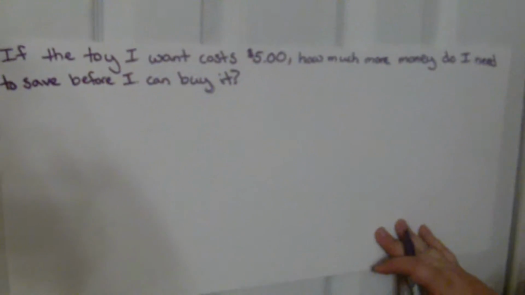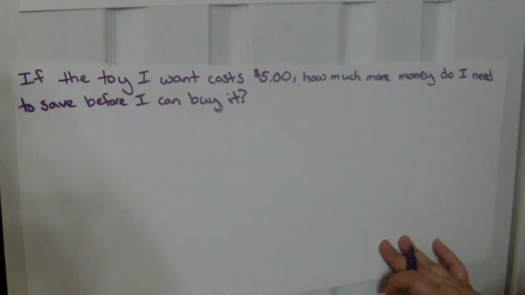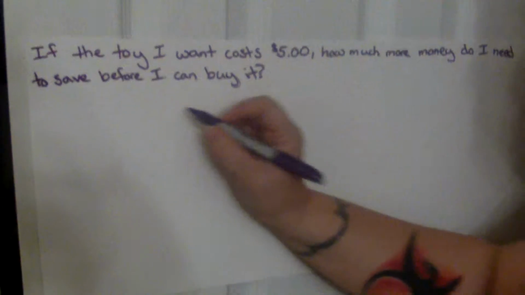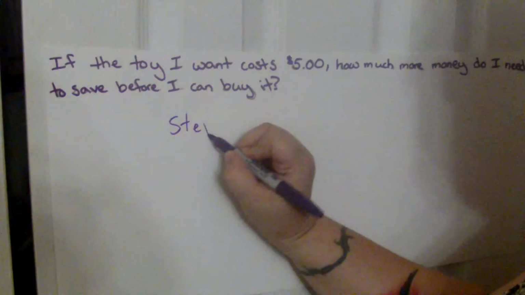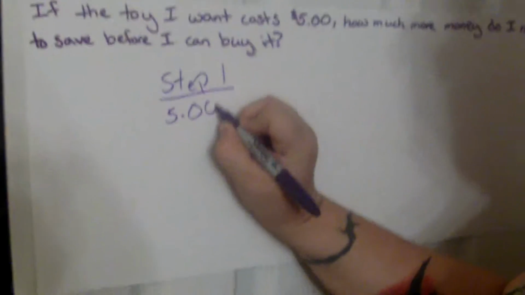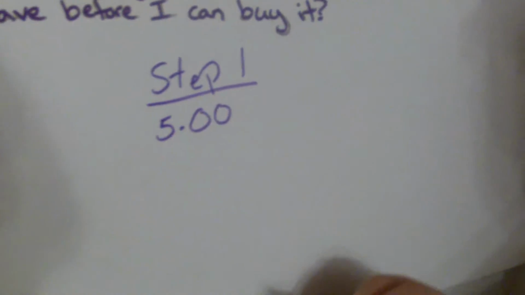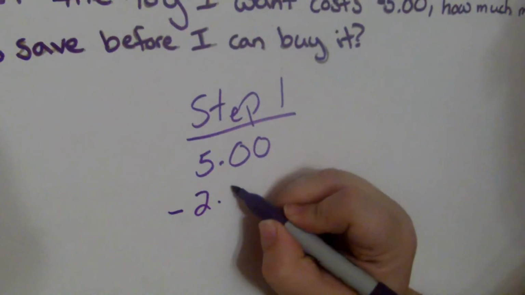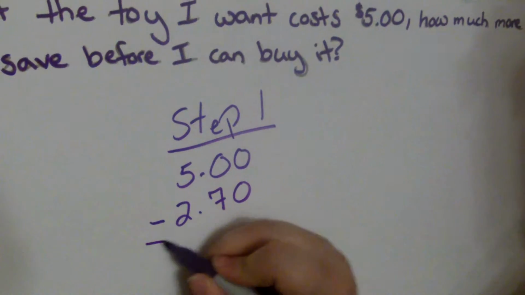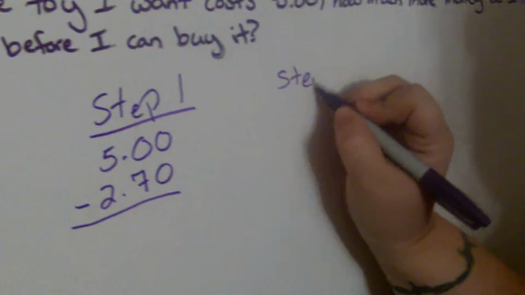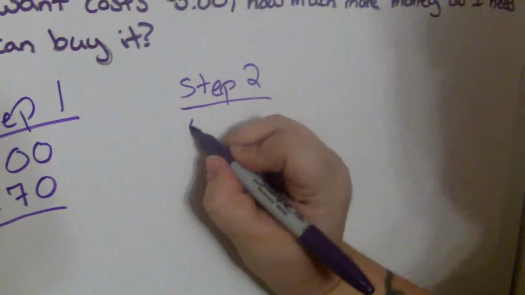So now let's look at the last problem. If the toy I want costs $5, how much more money do I need to save before I can buy it? So step 1 for this, we're going to start with the $5. And we're trying to find out how much more money we need, so we'll subtract the amount of money we have. And in the last problem, we discovered that we have $2.70.